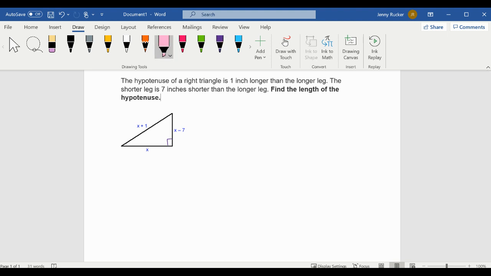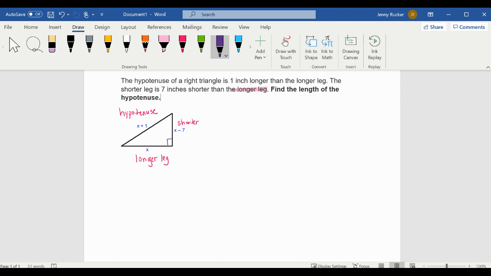We are labeling the sides in terms of the longer leg. We know that the hypotenuse is 1 inch longer than the longer leg. So we'll set the longer leg to x, and we'll do the hypotenuse as x plus 1. The shorter leg is 7 inches shorter than the longer leg. So our shorter leg will be x minus 7.